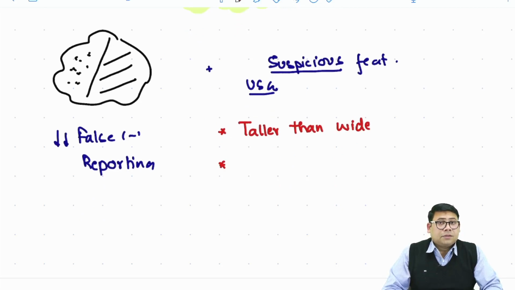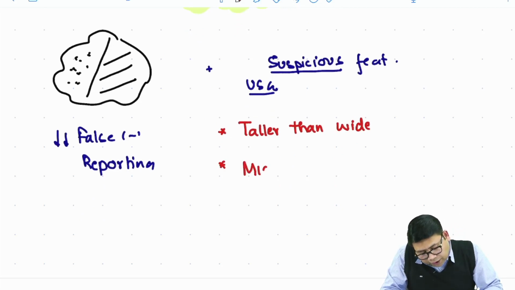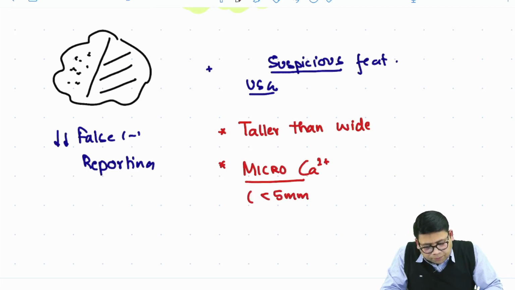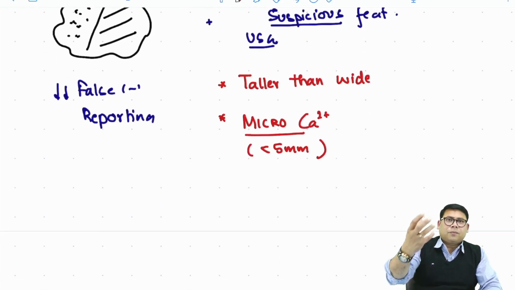The second thing is the presence of microcalcification. Now what do you mean by microcalcification, students? Less than 5 mm, multiple discrete miscellaneous calcific deposits.